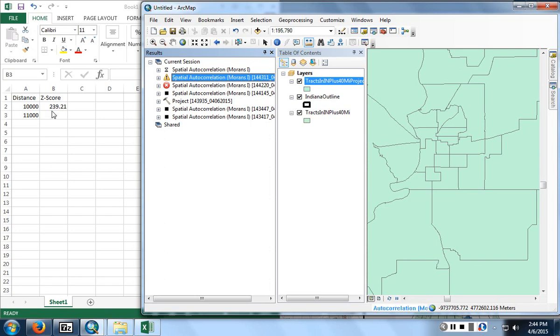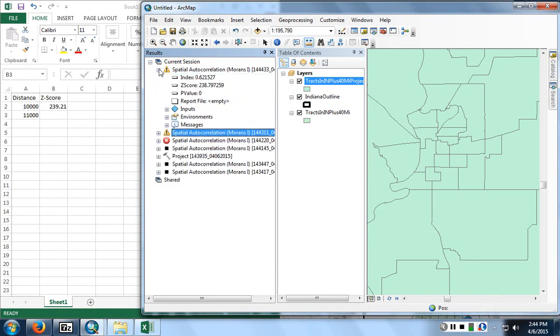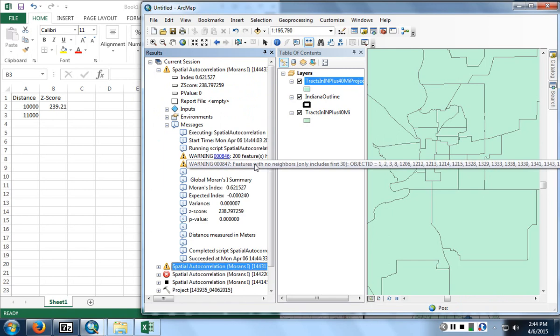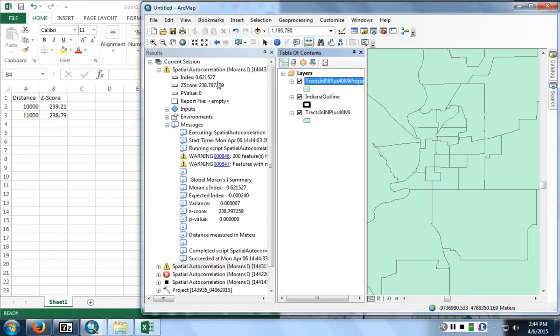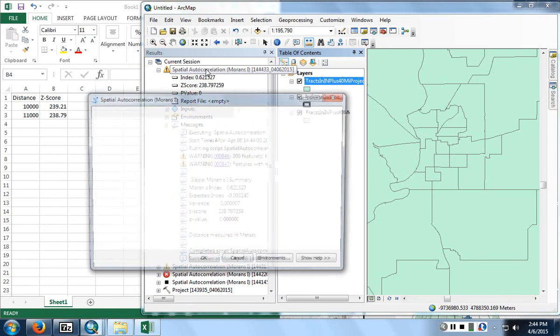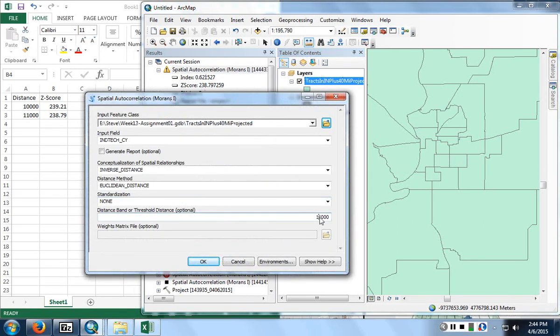Remember, the higher your z-score is positive, the more positive spatial autocorrelation you have. The higher it is negative, the more negative spatial autocorrelation you have. And in this case, after my second run with 11,000 distance, my z-score goes down to 238.79, right? Then I run it again. I'm going to run this 10 times, incrementing my distance by 1,000 meters every time to figure out where the appropriate distance band could be. So I'll run this again.